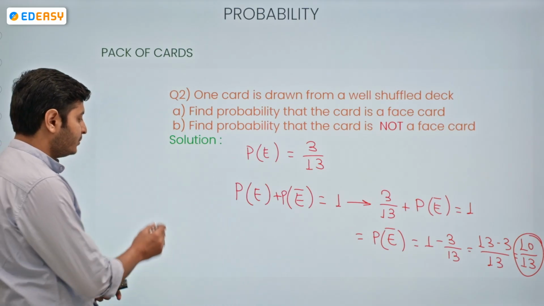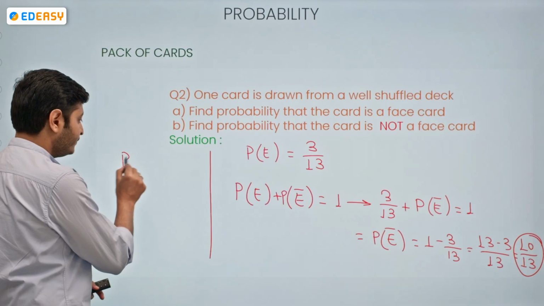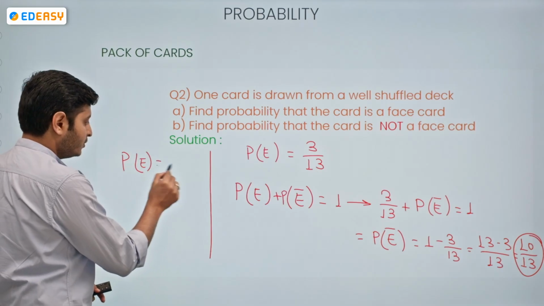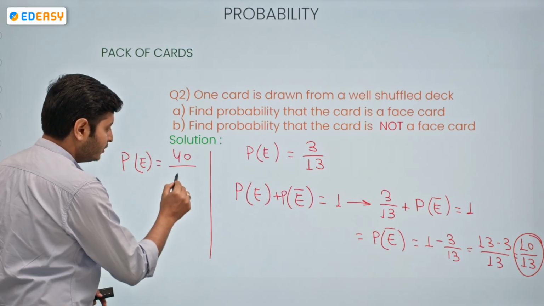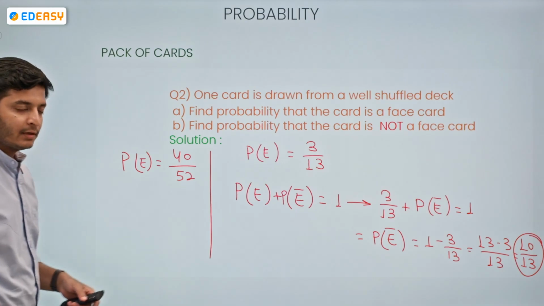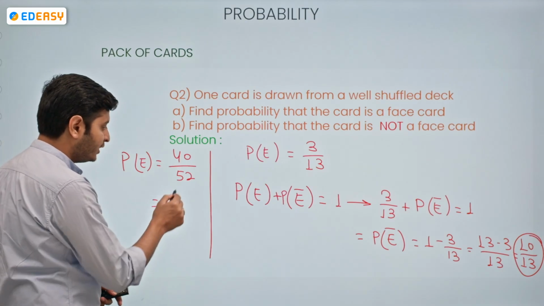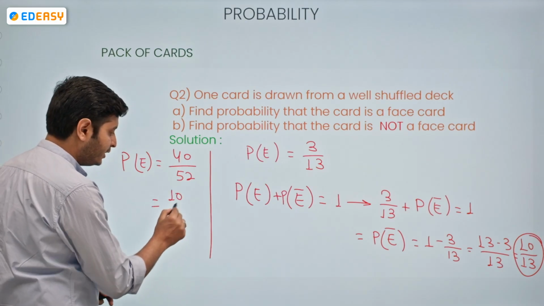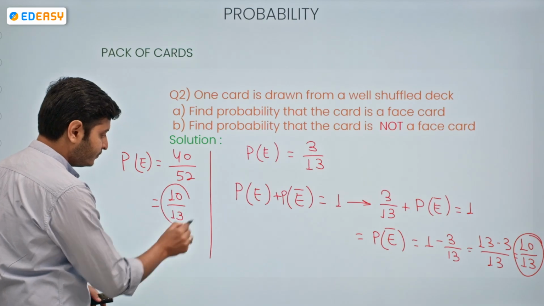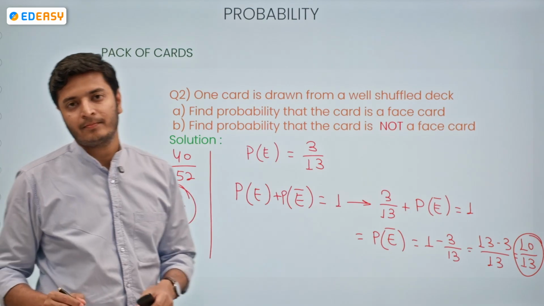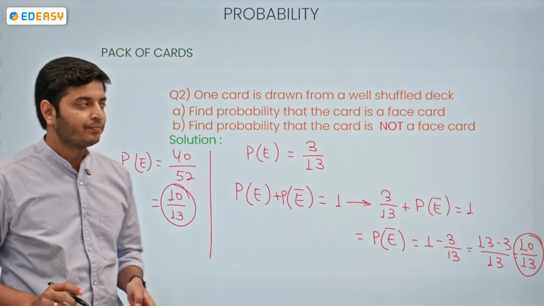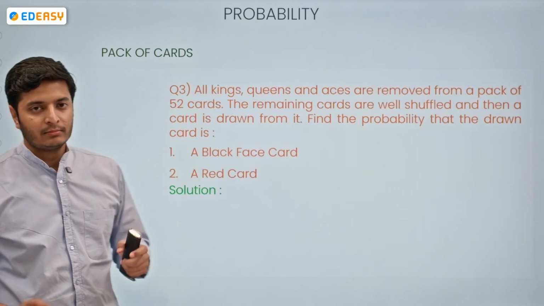So, we can find the probability of not getting a face card by finding the 40 by 52. Again, both are divisible by 4, so 10 by 13. Same answer we are gonna get. There are two ways. Now, third one.